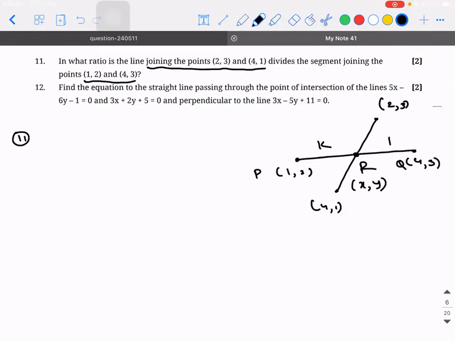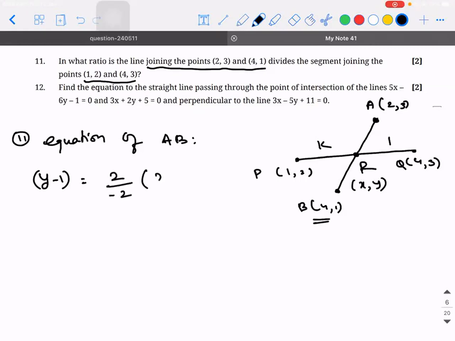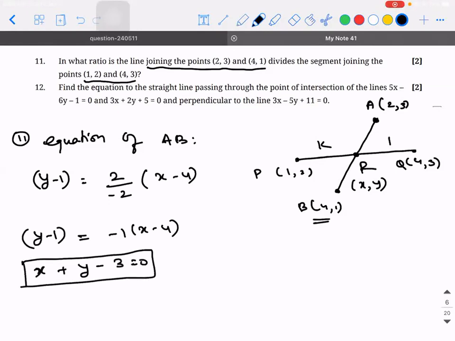Sir, I thought we have to solve the equations of these lines and then use that point R. That's right, what you're saying is right. So let's say this line is AB. Find the equation of AB. Taking (4, 1) as (x1, y1), y minus y1 is equal to the slope of AB, which is 2 divided by minus 2, into x minus x1. So y minus 1 is equal to minus 1 into x minus 4. So x plus y minus 3 is equal to 0. This is the equation of AB.